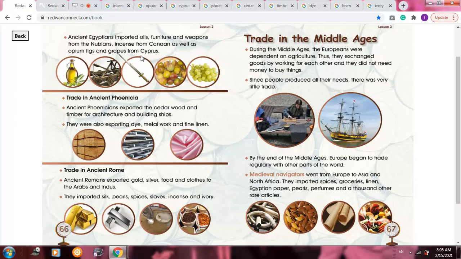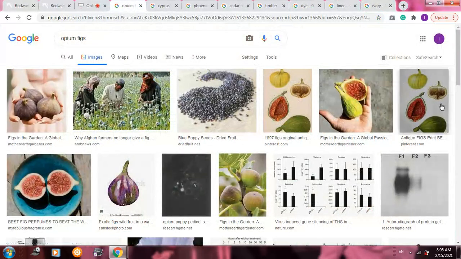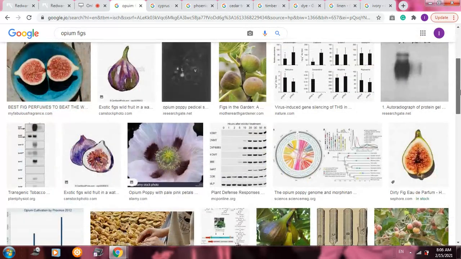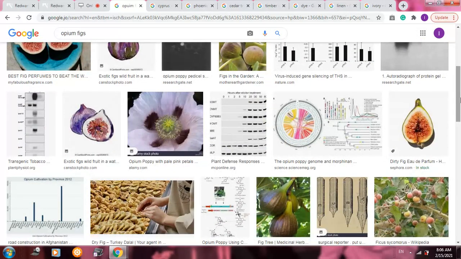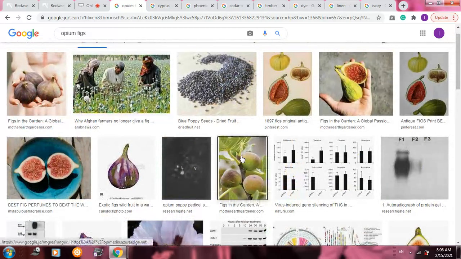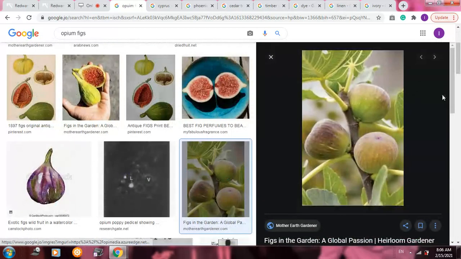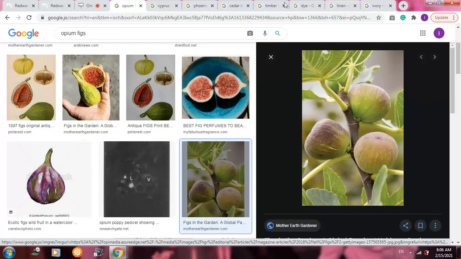Okay. Not only incense, they took also figs. Here are the figs. I don't know whether you call them opium figs, but these are the figs. Do you know them? Or do you like them? Of course, we know them. They're very famous here in Jordan. But if you like them or not, this is the question. So they also used to take from Canaan the figs as well.